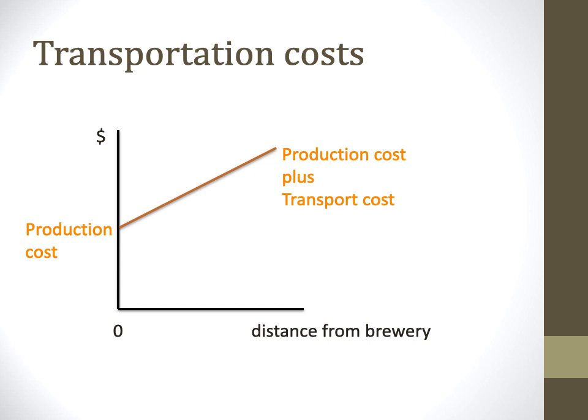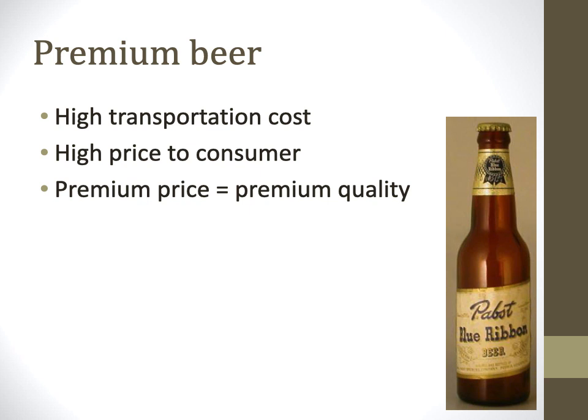So initially, the shipping brewers had to charge a premium price in order to cover the transportation costs. And that created a premium image in consumers' minds, the belief that a high price was equated to high quality. And so the first premium beers, Pabst Blue Ribbon, Budweiser, and Schlitz, because they were more expensive, were seen as better than the cheaper local beers.